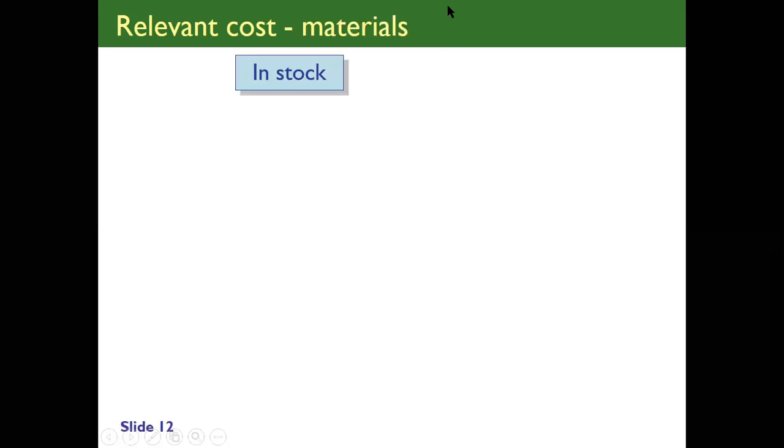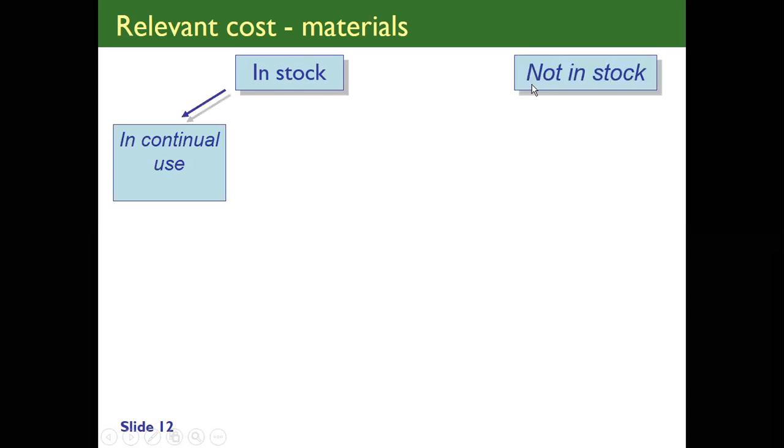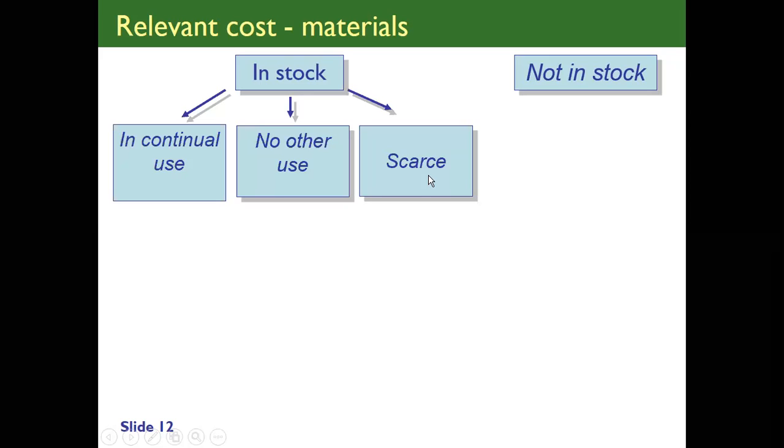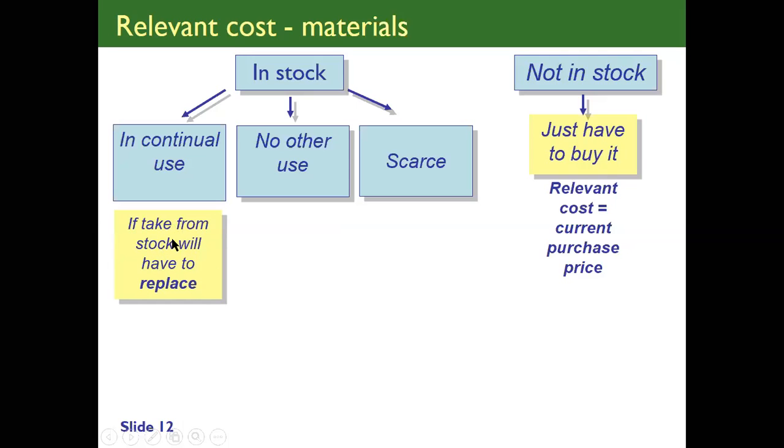So we talk about relevant cost of material. If it is in stock, like in our example, 300 kilograms, and it is not in stock. If it is in stock, in continual use, which means regular, you take the market price. No other use or scarce, three options. You have got in stock, either you use it regularly. If you use it regularly, then you should take the full market price. It says that if taken from the stock, you will have to replace. So you take the market value, take market price, okay?